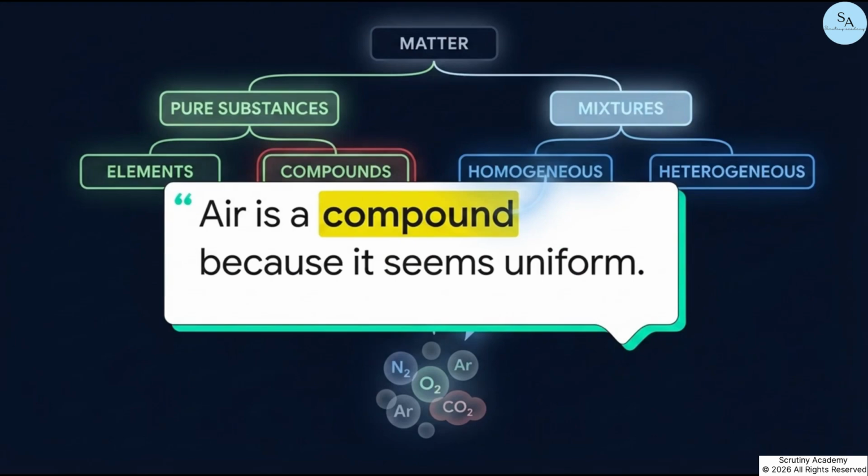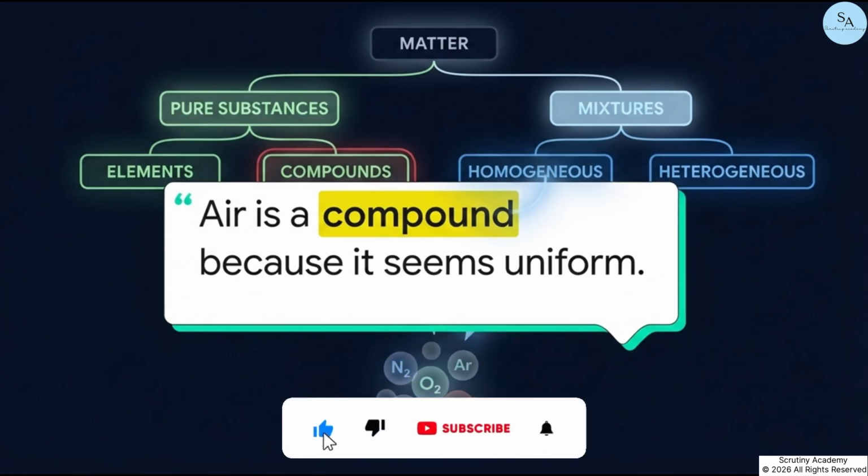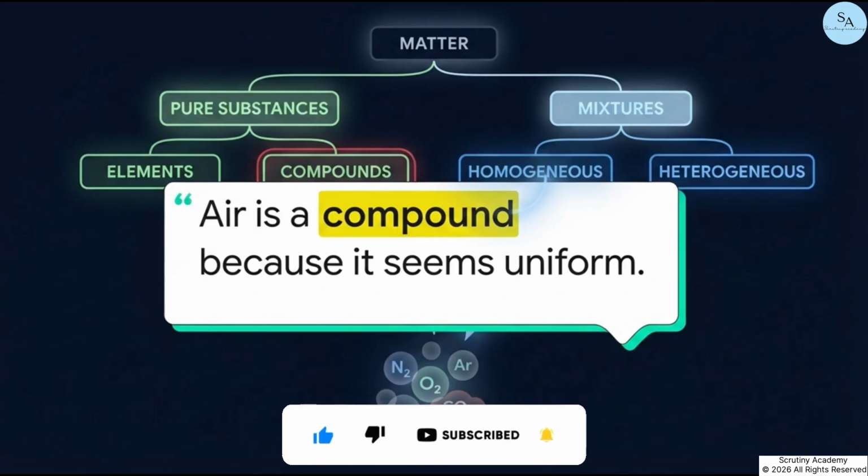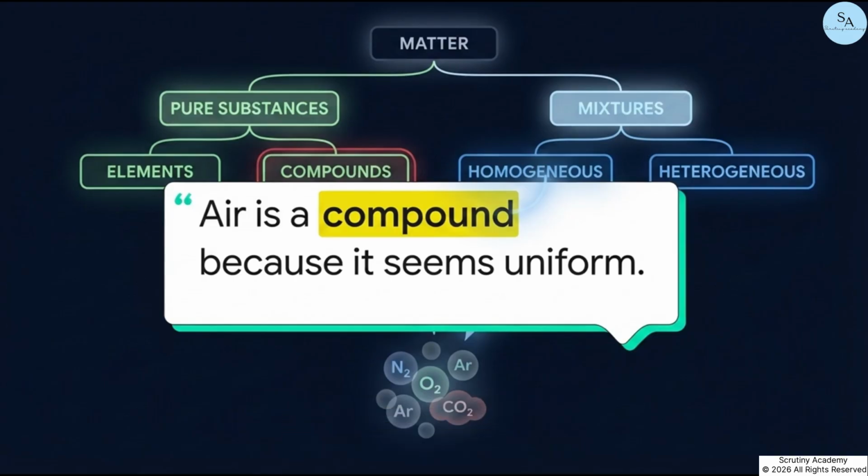Now, take a look at this statement. Air is a compound because it seems uniform. If you take absolutely nothing else away from this explainer, please let it be this. This statement is a massive red flag. It is such a common student mistake. Just because something looks invisible or uniform does not magically make it a compound. Air is actually a homogeneous mixture. It's really just a bunch of different gases stirred together without any fixed ratio whatsoever.